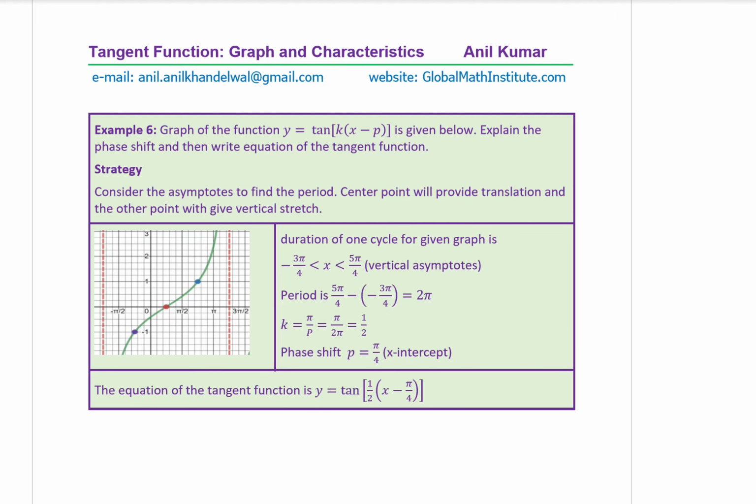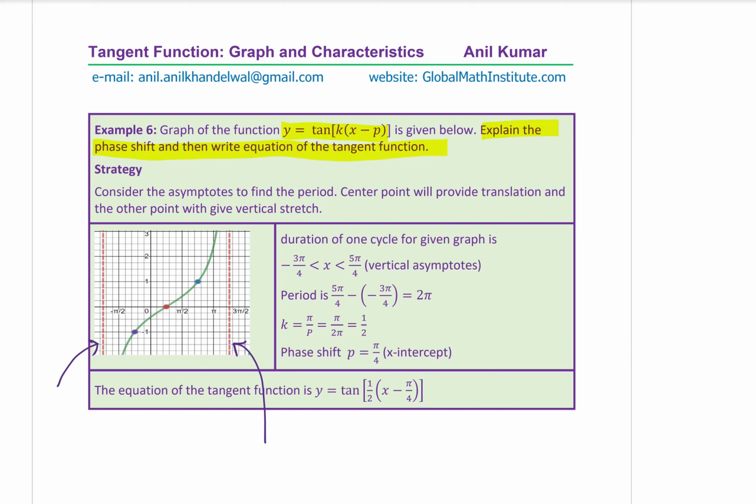Now let's take another example. The graph of the function y equals tan k(x minus p) is given below, with a phase shift. Explain the phase shift and then write the equation of the tangent function. So we have to write the equation of a transformed function from the graph. I'd like you to pause the video, answer this question, and then look at my suggestions. How should we begin? We begin by finding the location of the vertical asymptotes, these two points.